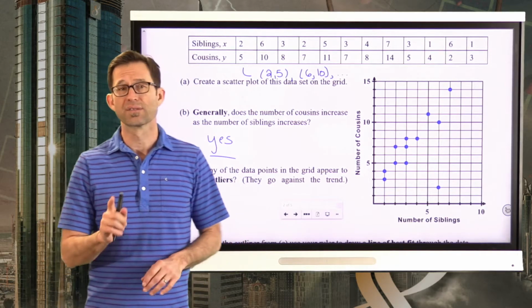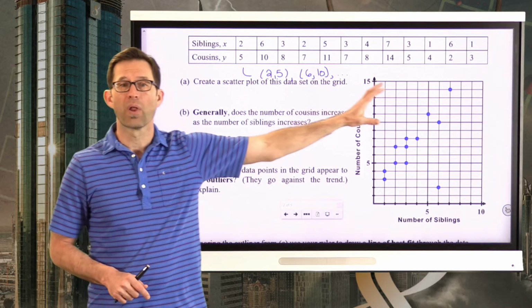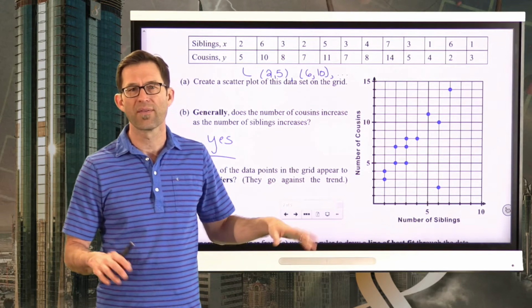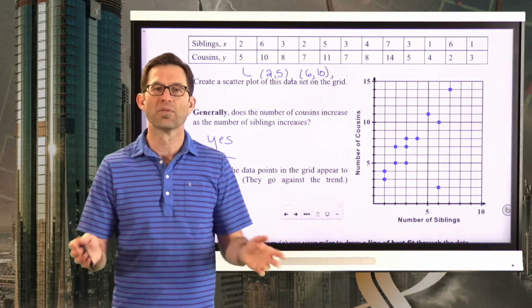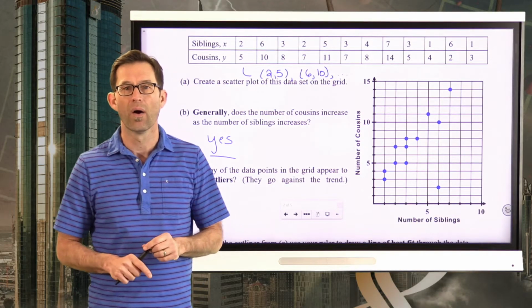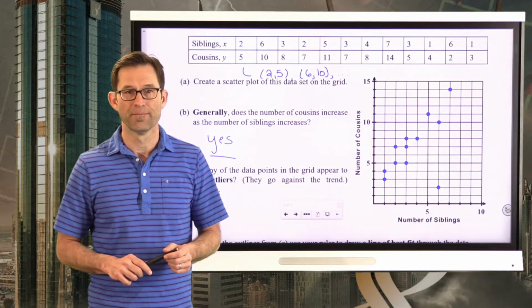Now, letter C asks us a very important question. Do any of the data points in the grid appear to be outliers? They go against the trend. Explain. Are any of the points that we plotted against the trend? Do any of them break out of this mold that as the number of siblings goes up, the number of first cousins goes up as well? Pause the video now and explain whether or not you believe there's an outlier in this data set.